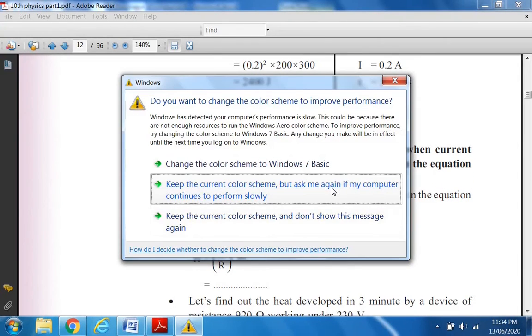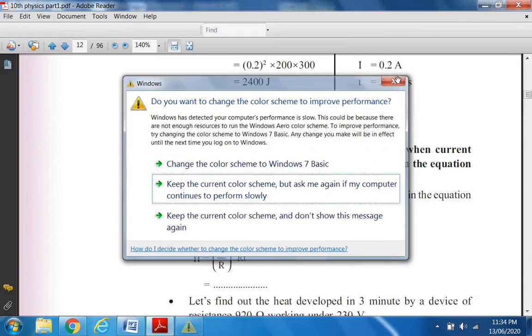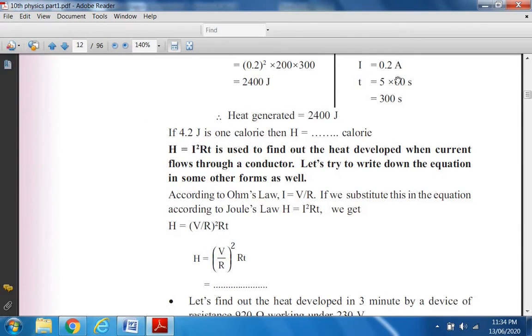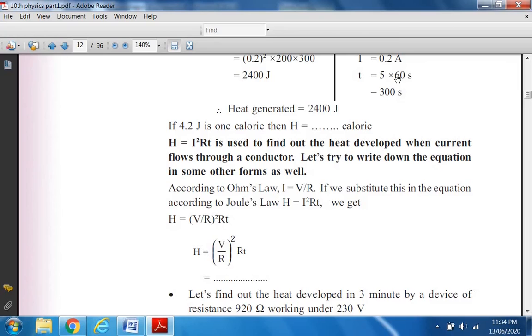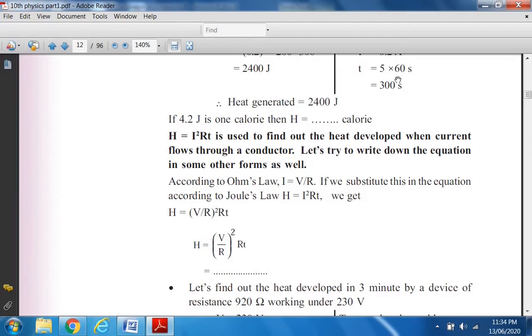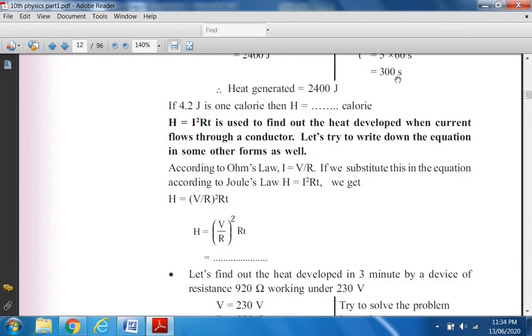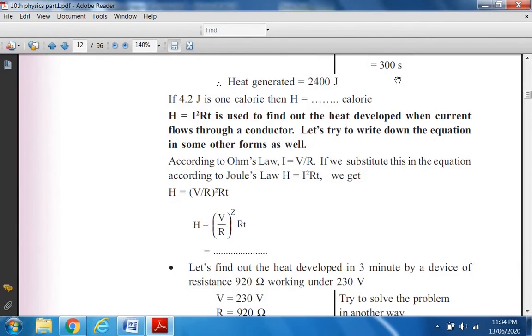We have already discussed the 3 different expressions for the heat energy: H is equal to I square RT, H is equal to VIT, H is equal to V square by R into T. So no need of explanation here.